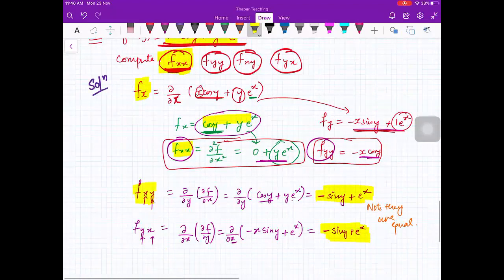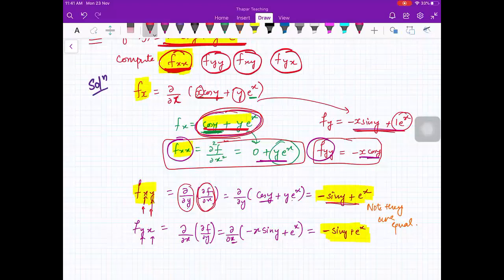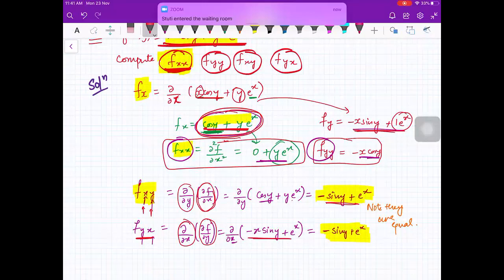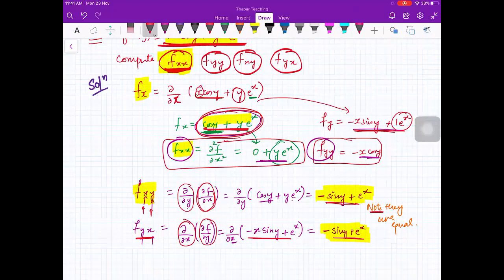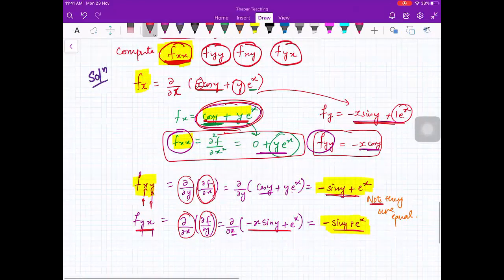So this is ∂/∂y of ∂f/∂x. So ∂f/∂x is here, you differentiate it with respect to y, so this is what you get. And if you go for fyx, first you differentiate with respect to y and then with respect to x. So that is ∂/∂x of this quantity here. So that is this. So both are equal. Okay, ma'am, I got it. Thank you so much.